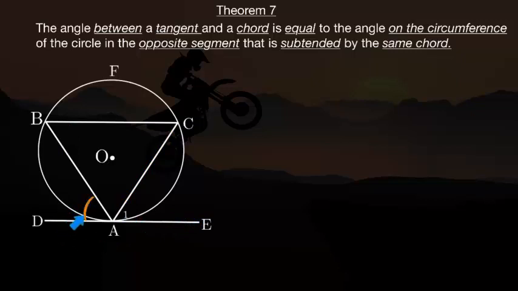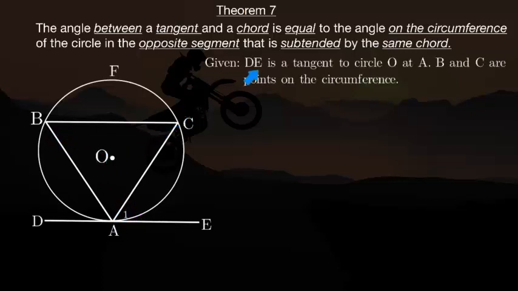So this angle here that is formed between this tangent and this chord BA is equal to this angle C. Now why? Because this angle C is on the circumference of the circle, and look, this angle is subtended by the same chord that forms the angle with this tangent. Okay, so now in today's theorem we are going to look at why this angle A1 is equal to this angle B, and here's our proof.